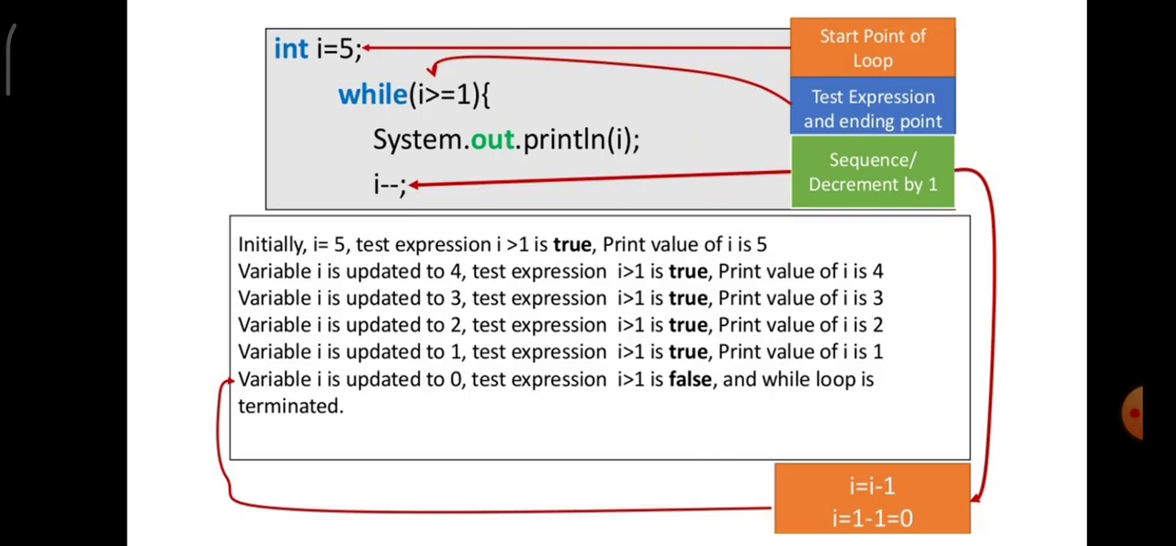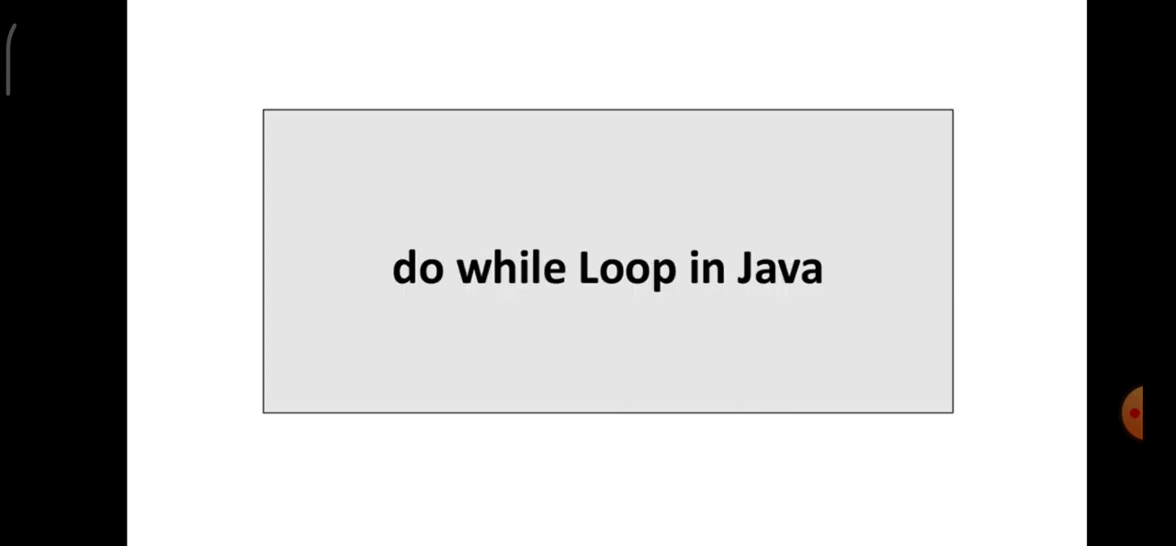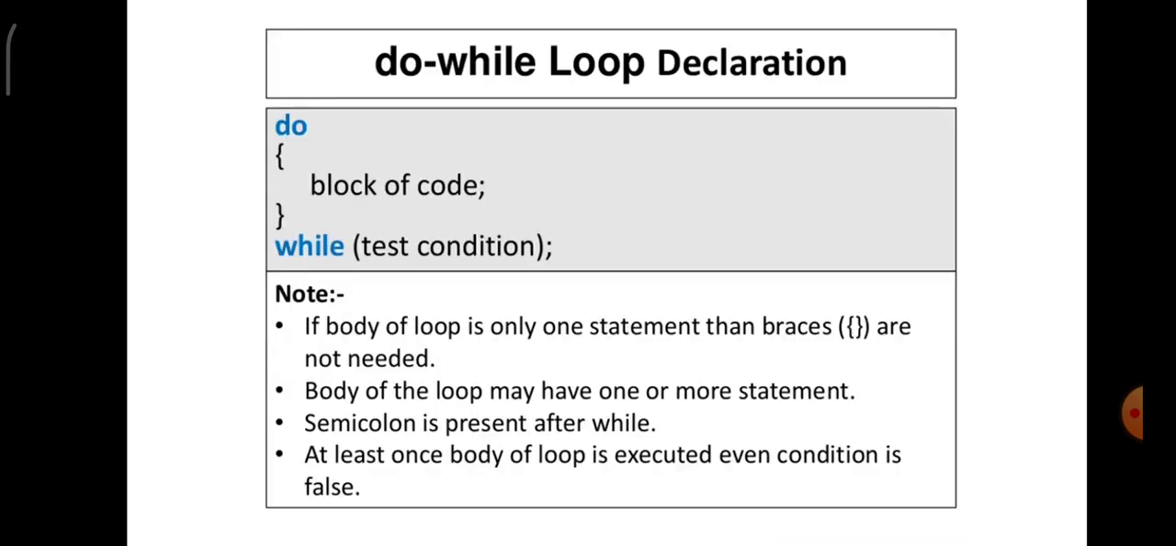Now let us move on to the next slide. Now we will move on to do while loop in Java. As you can see, the code is: do, block of code, while, test condition, semicolon. Now if you could make out the difference between the while loop and do while loop, while will execute when the condition is true. If the condition is false, it will not get executed.